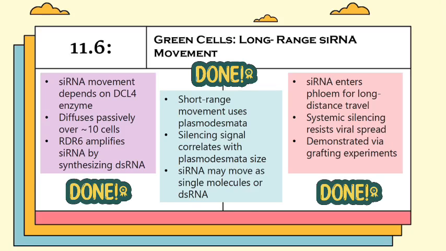The last one: the cRNA enters the phloem for long-distance travel. Systemic silencing resists viral spread, as demonstrated via grafting experiments. So, meaning to say, systemic silencing enables cRNA to move through the vascular system, protecting distant plant regions from viruses. The grafting experiment highlights its extensive protective reach.